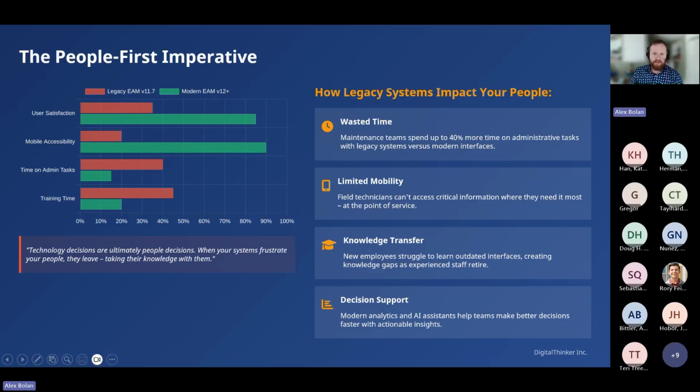So let's talk about the people impact. I know the slide's been up for a little bit, and this is the thing that really got me motivated to put this together for you guys today. So let's think about your people, your technicians. If you're using a mobile app on a later version, they're struggling with apps that just have very limited functionality or that are degrading every day.